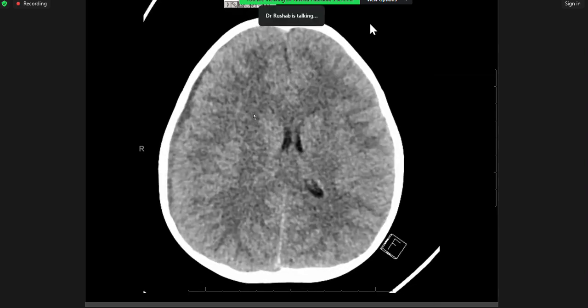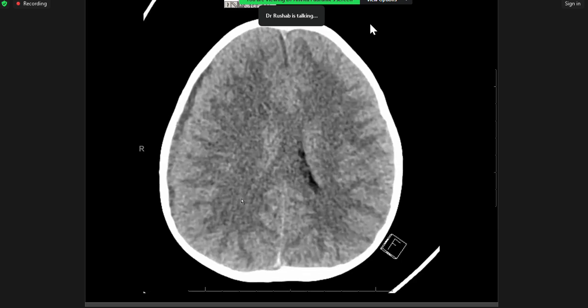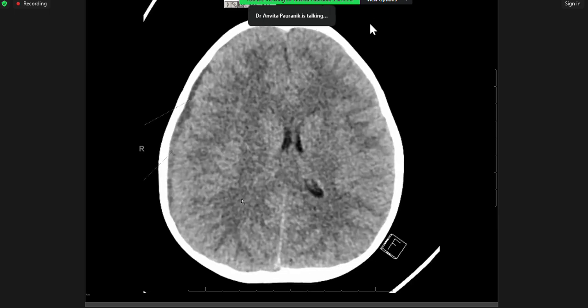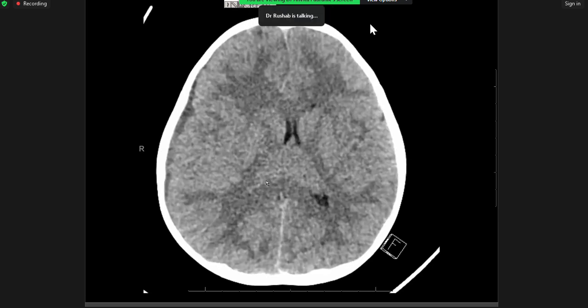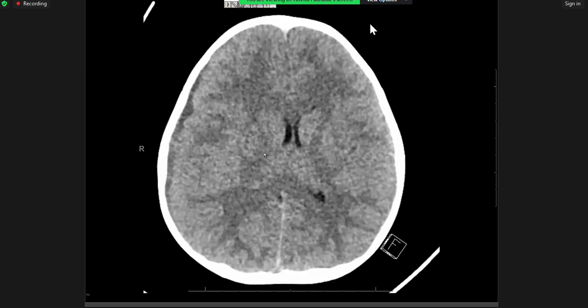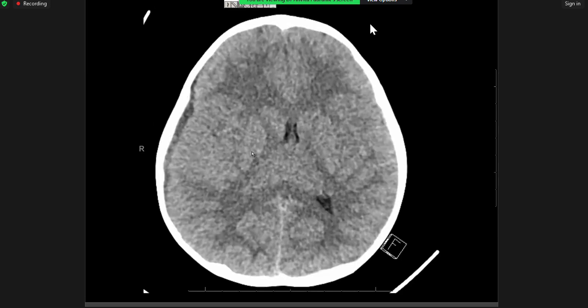Ma'am, there is a crescentic hypodensity along the right cerebral convexity. Could be a subacute or chronic SDH. The gyri and sulci appear effaced, so some cerebral edema component can be there. There is midline shift also. The ventricles are effaced, ma'am, and they're deviated towards the left lateral side.